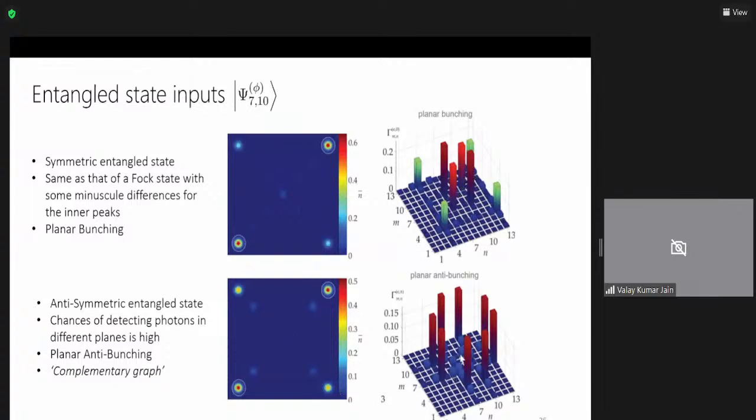These are actually complementary graphs. You see here the inner elements have high probabilities and the outer elements have 0 probabilities. But here the outer elements have very, very high probabilities and the inner elements are almost 0. So this graph is in some sense opposite to this graph, which was expected because the input states over here have exact opposite symmetries. Beautiful.